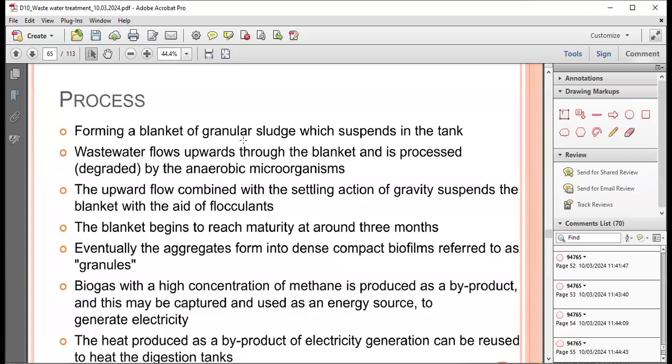It forms a blanket of granular sludge which is suspended in the tank. Wastewater flows upwards through the blanket and is processed by the anaerobic microorganisms.